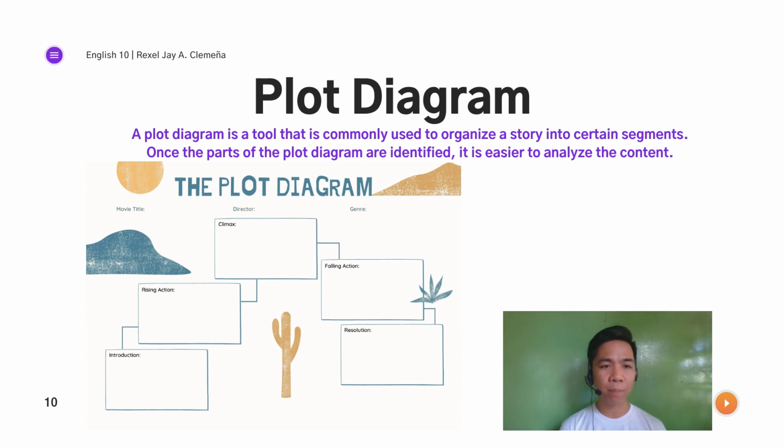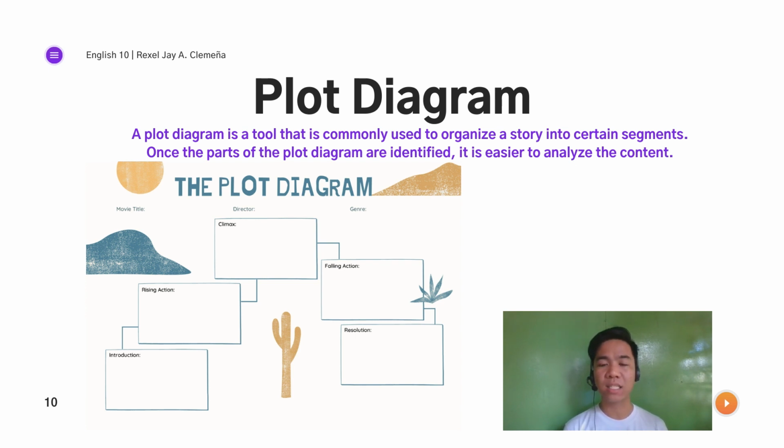Now let's define the parts of the plot diagram. Let's start with the exposition. The exposition, or the introduction, introduces the characters, describes the setting, and establishes the problem in the story.